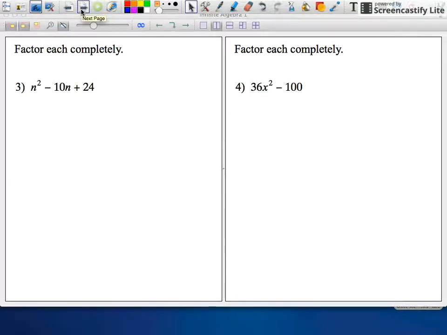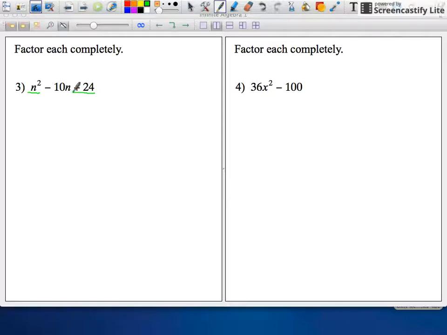With number 3, we arrive at our next section, which is factor each completely. Completely. Okay? So, to factor this completely, I first look for a greatest common factor. That makes the problem easier, so always start with that. There's no number that can come out of all 3 of these, and there's no variable in every single term, so we can't pull out any variables or any numbers, so we just hop right into our box method.